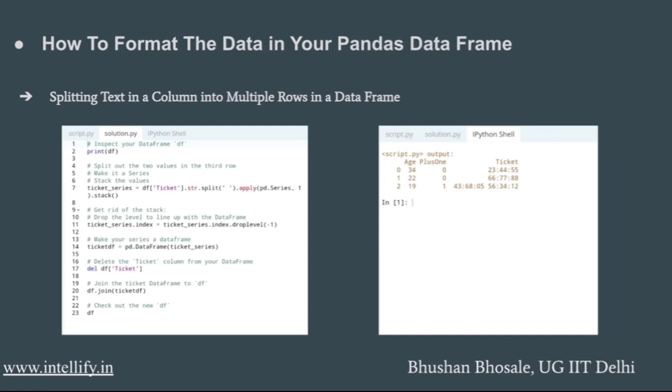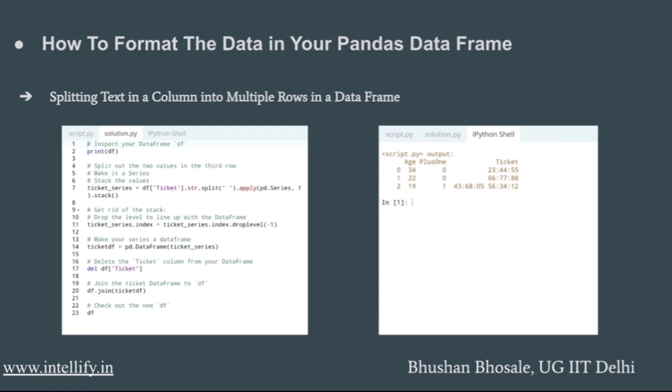After doing that, it would actually not make this a data frame. Why? Because the other columns, age plus 1, are empty, and the ticket column would have an extra row. So that is not a data frame. So we have to rearrange the data frame to become a data frame.